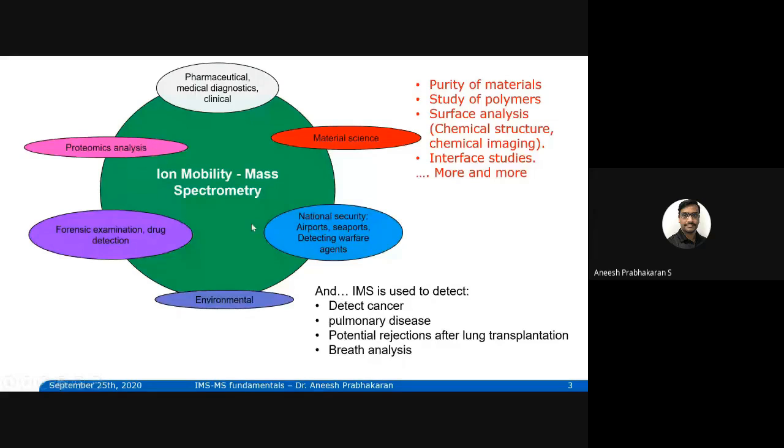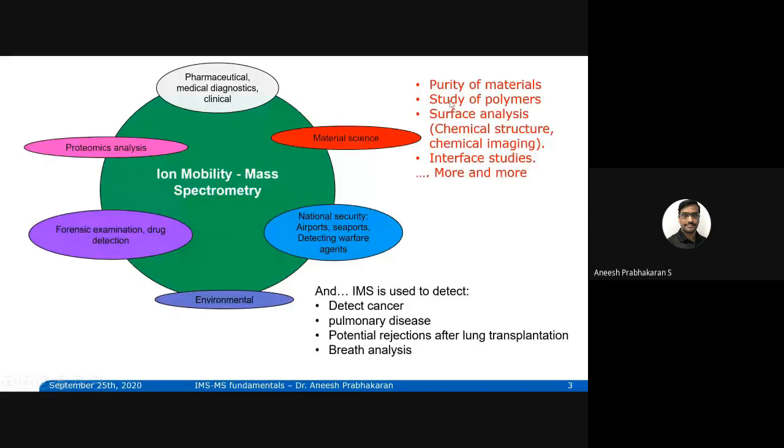As this slide shows, ion mobility mass spectrometry has a lot of applications. This slide just shows a wide area of application, not specifically, because if I start saying all the applications specifically, it will take a long time. So I just summarized everything in this slide. It has application in pharmaceutical, medical diagnosis, clinical, and obviously material science. I just pointed out some of the applications in material science because this seminar is about material science.